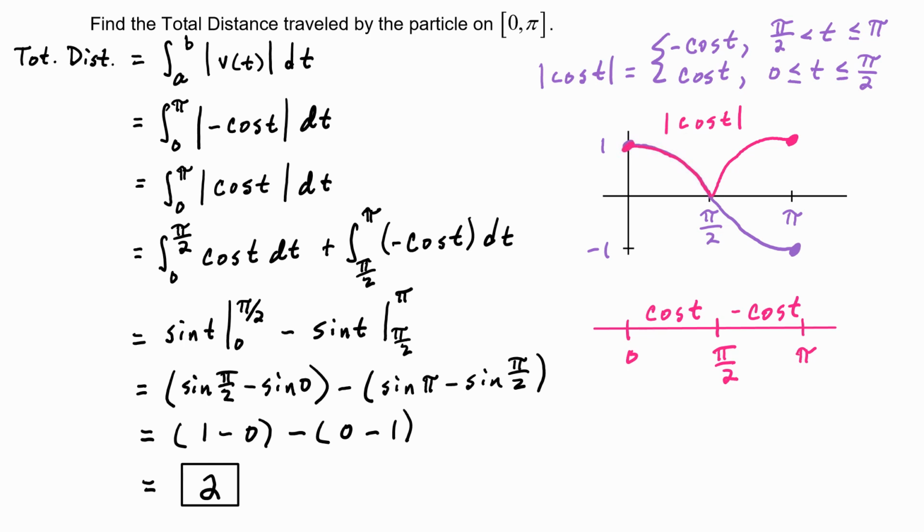So once again, we notice that our total distance traveled and our displacement are two different values. The particle traveled a total distance of 2 units, even though its displacement at the end was 0, meaning it ended up back where it started from.